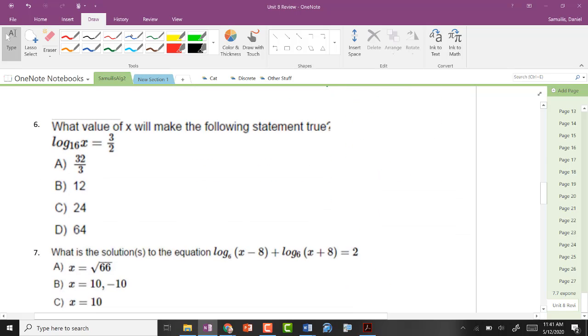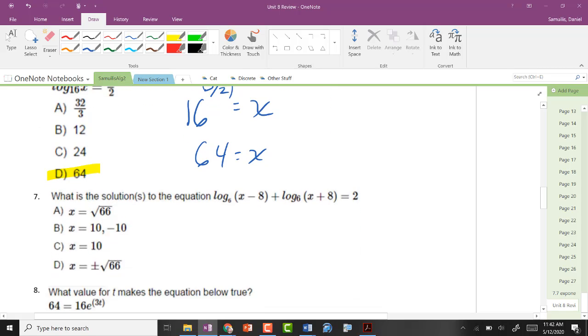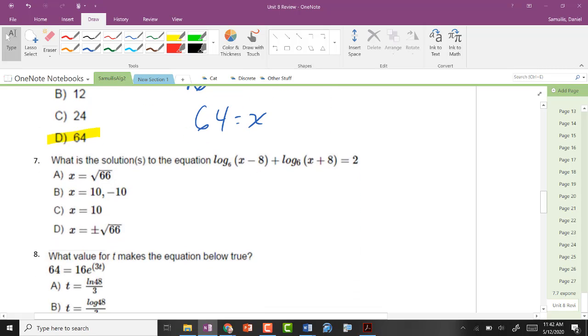Which of these makes this statement true? Well, if we convert to exponential form, it's 16 to the 3 halves is equal to x. And you can just type that in, but for those of you with the older calculator, make sure you put that in parentheses. So the answer is 64. Okay, solving the equation.